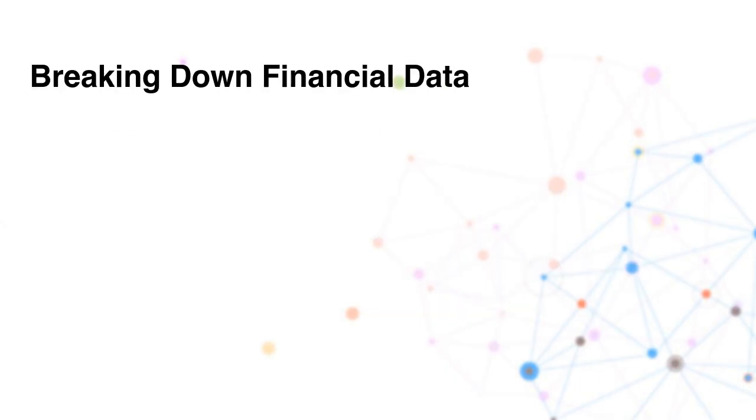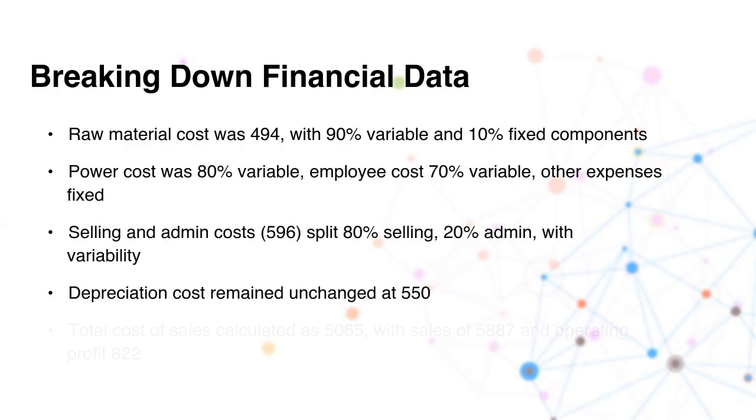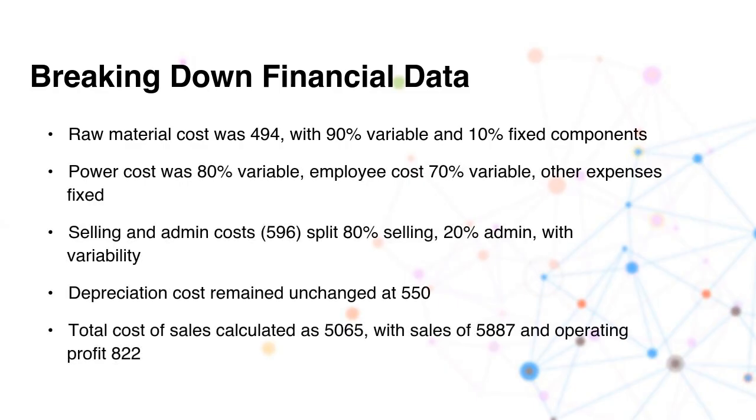The financial data is broken down into various components for analysis. Raw material costs are split into variable and fixed portions, as are power costs and employee expenses. Selling and administrative costs are divided between selling and admin functions with varying degrees of variability. Depreciation costs remain constant, and the total cost of sales is calculated to determine the operating profit.